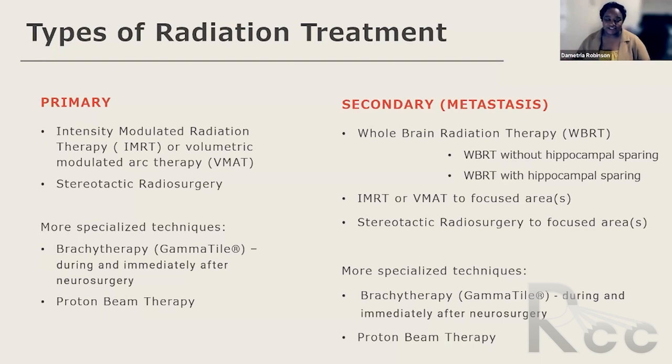So there are going to be a lot of side effects that may happen a little bit later on in life, if, God forbid, they survive that long. So that's why that's important.